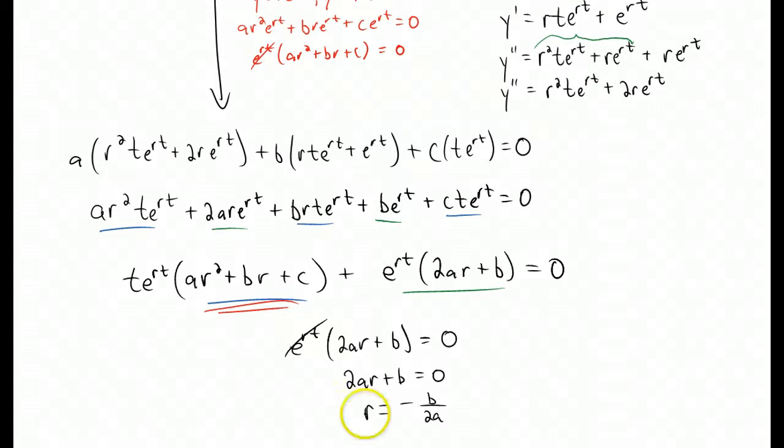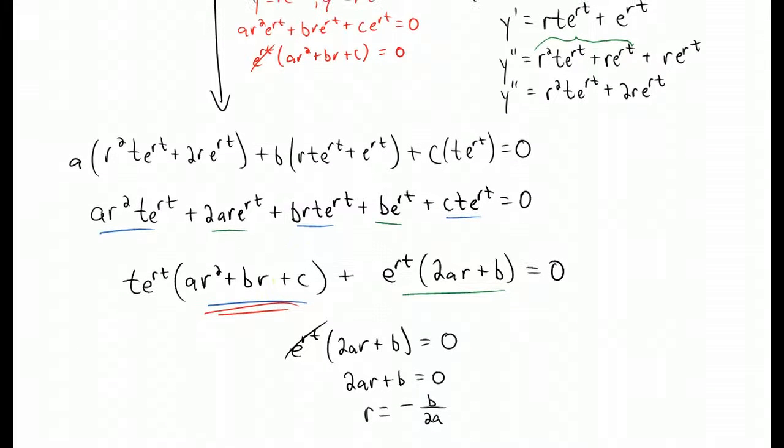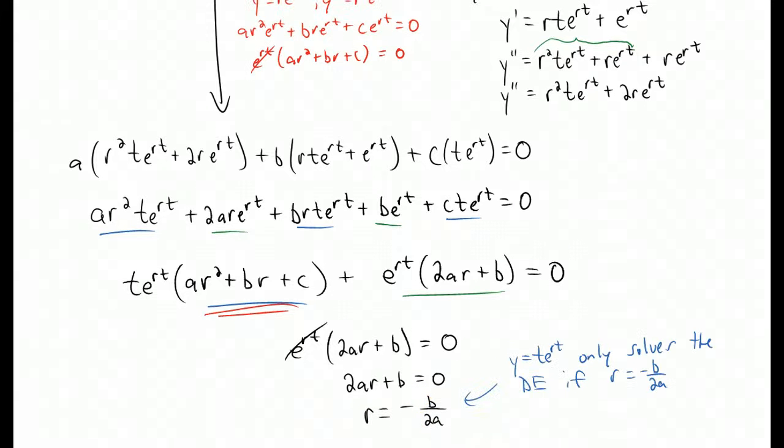So what just happened? What's the significance of this? Well, let's go back up. The question was, is t e to the rt a solution to the differential equation? We took derivatives, we plugged it in, and we found that the left-hand side of this differential equation could equal the right side, but only in the case where r is negative b over 2a. Now, doesn't that equation look a little bit familiar to you?